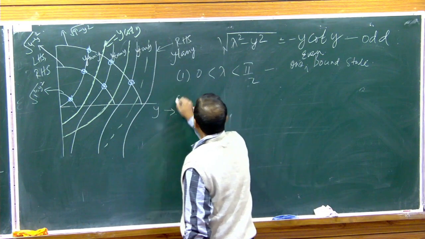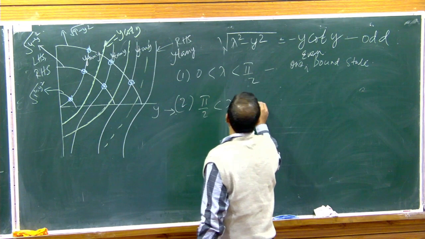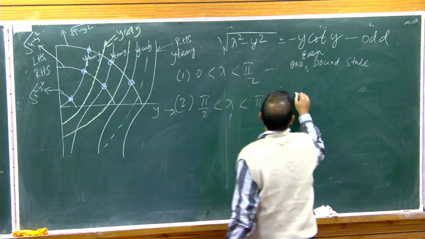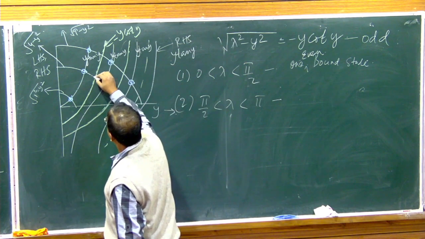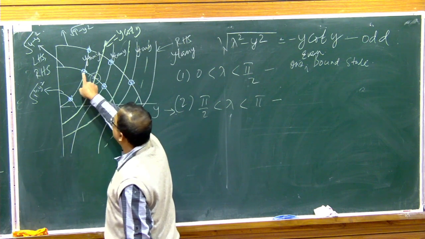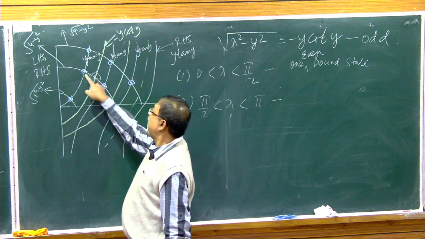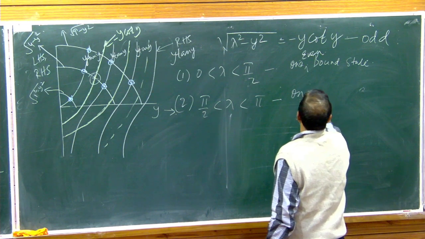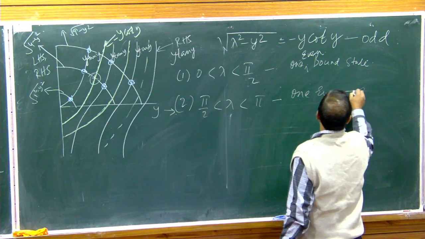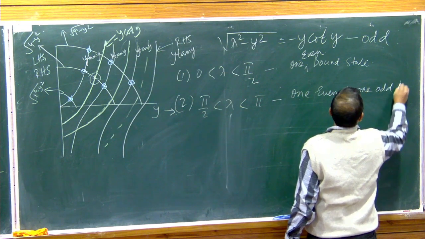Now for the second case, when you have pi by 2 less than lambda less than, say, pi, you have one even. You see now it has crossed here, and here as well for this circle. So it has crossed at that blue point and at this point. So there is one even plus one odd bound state.